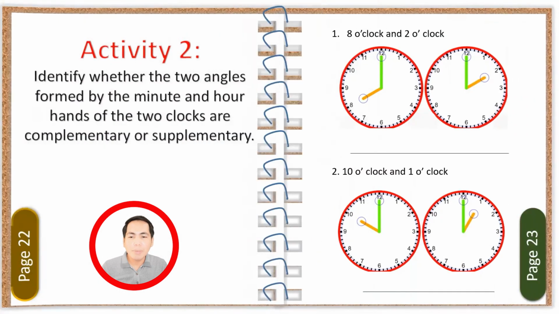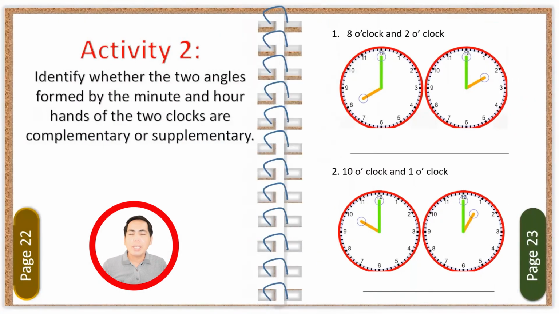So let us have activity number 2. In our activity number 2, you are going to identify the two angles formed by the minute and hour hands of the two clocks, whether they are complementary or supplementary angles. So your timer starts now.